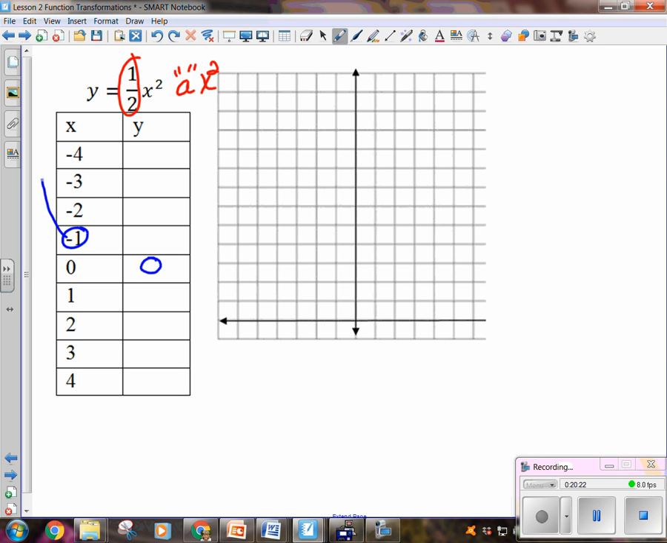Okay, let's put -1 up here. What's -1 times -1? +1. It's +1 times 1/2. Well, it's only half. What about -2? -2 times -2 is +4. Half of 4 turns out to be 2. -3. -3 times -3 is 9. Half of 9 is 4.5. How about -4? -4 squared, which is -4 times -4, is +16. Half of that would be 8.